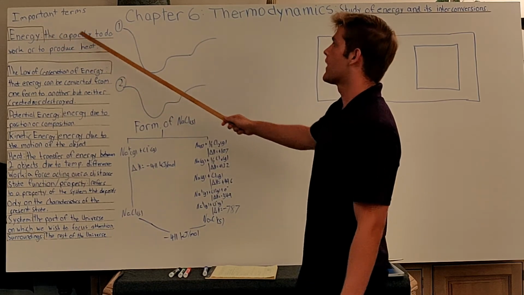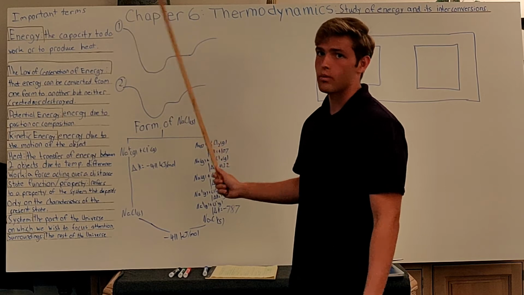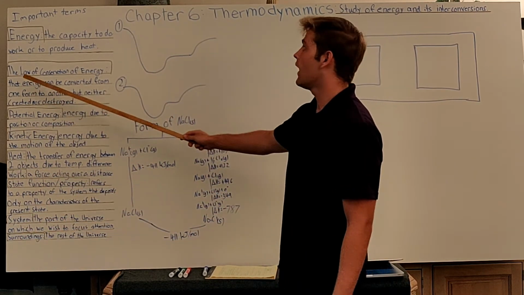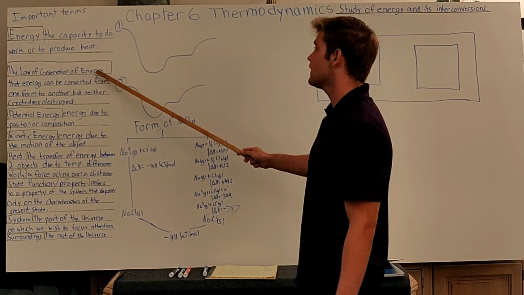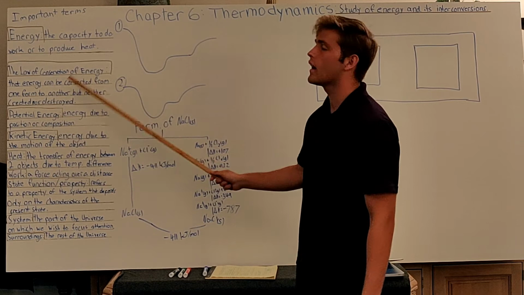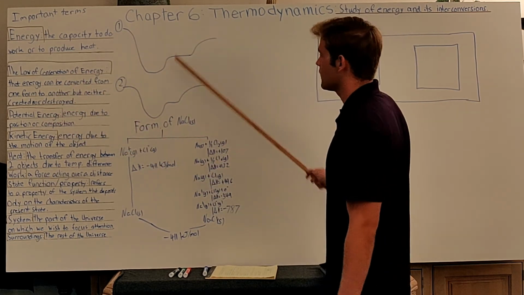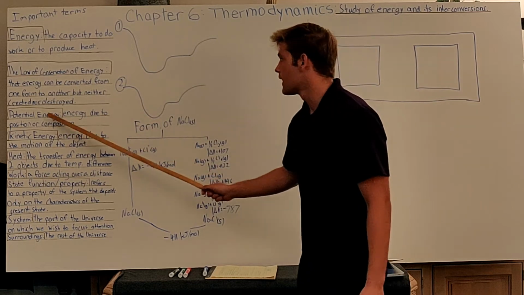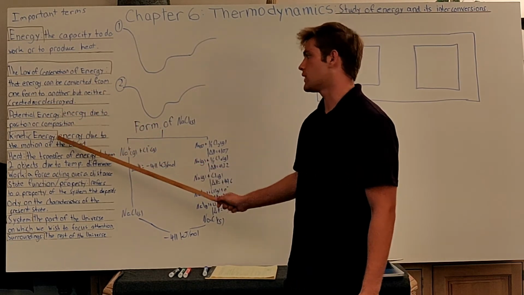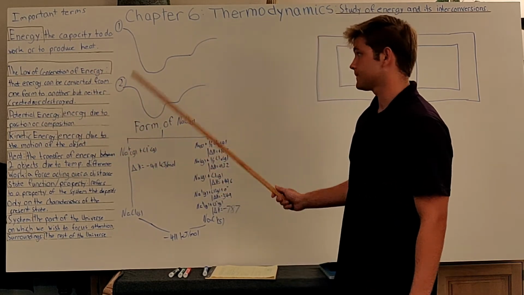Energy: the capacity to do work or to produce heat. We'll learn more about that later and its actual application. The law of conservation of energy: that energy can be converted from one form to another, but neither created nor destroyed. Potential energy and kinetic energy, which we will be trying to explain here. Potential energy is energy due to position or composition. And kinetic energy is energy due to the motion of the object.